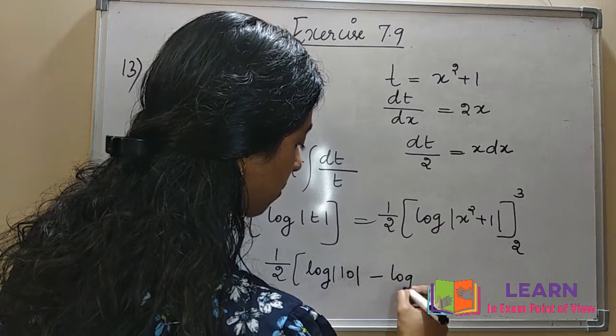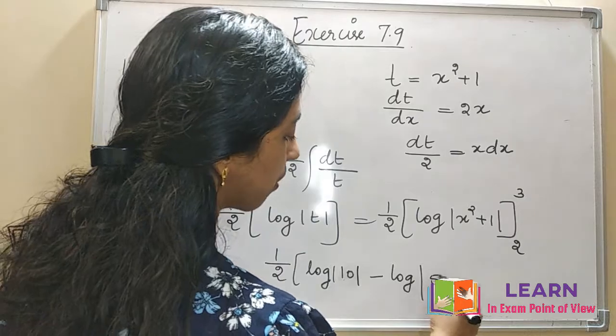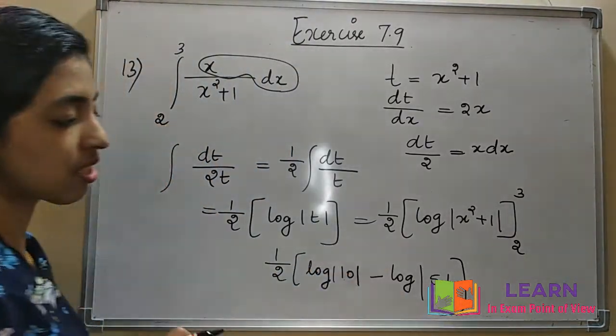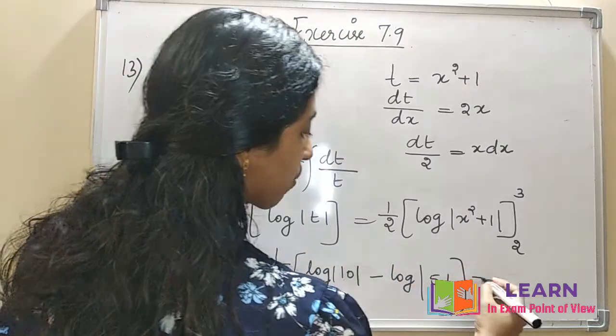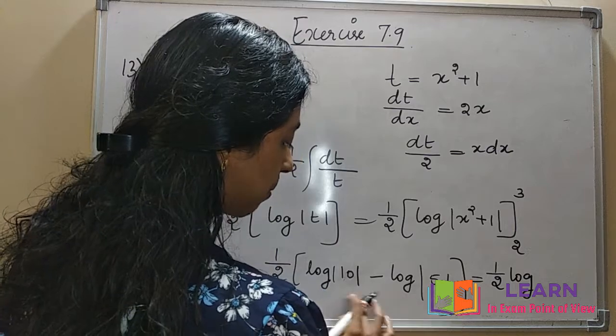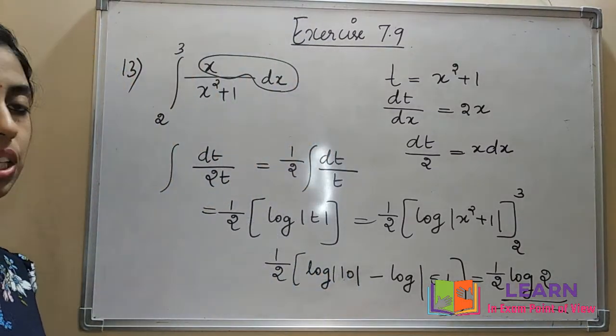minus lower limit. Lower limit is what? 2. 2 square, 4 plus 1, 5, right? That is log a minus log b form. So finally we will get half log 10 by 5. That is what? 2. Half log 2 will be the answer.